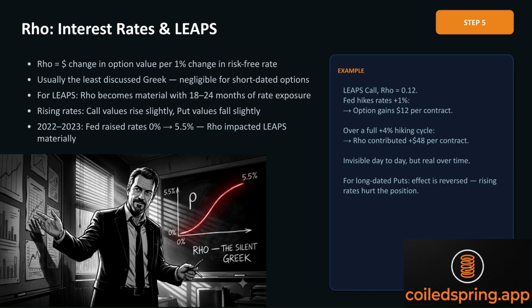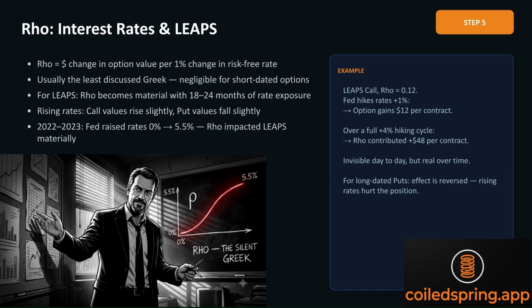But the moment you move to leaps, 18 months, 24 months, Rho deserves attention. Because over that kind of time horizon, interest rates have room to move significantly, and the cumulative effect on your position is real and measurable. The definition first, Rho is the dollar change in an option's value for every 1% change in the risk-free interest rate. A Rho of 0.12 means that if the risk-free rate rises by 1 percentage point, the call option gains 12 cents per share, $12 per contract.